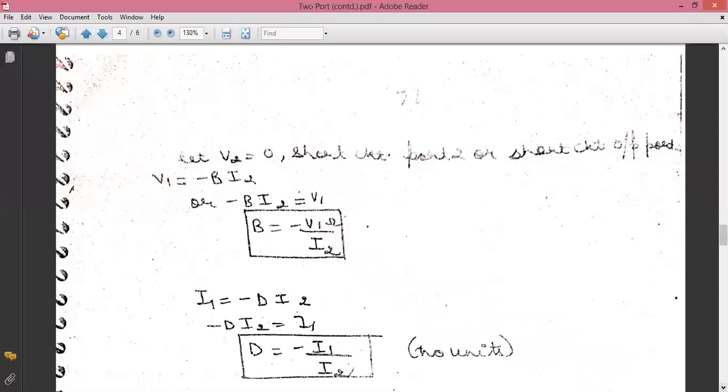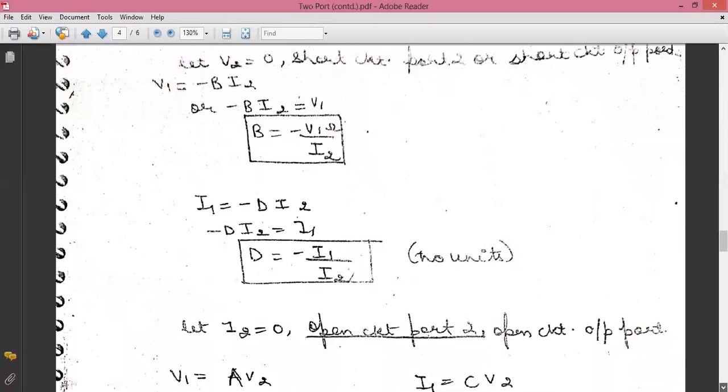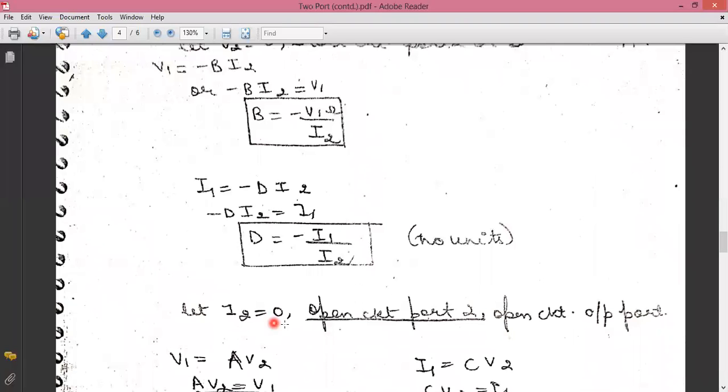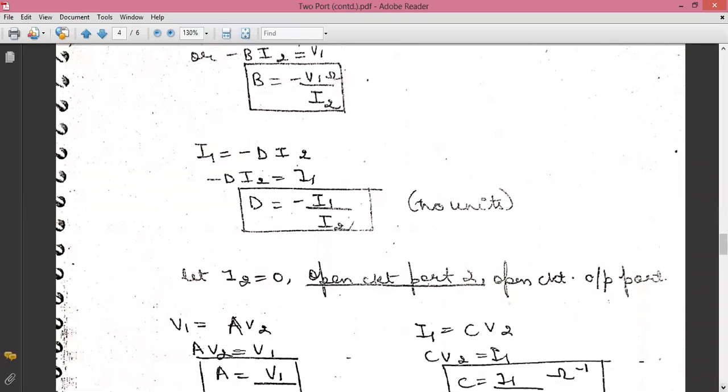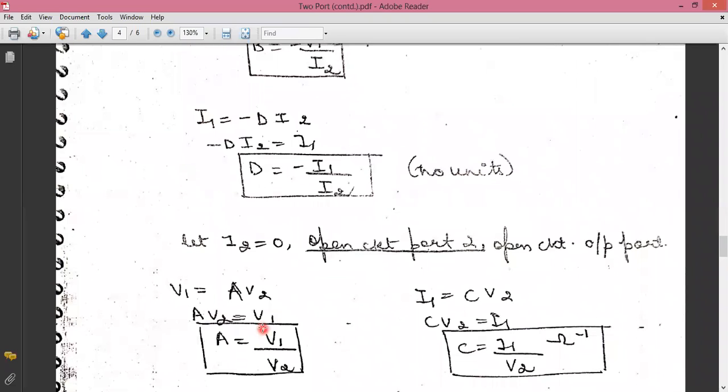Yes, sir. Okay. Now after that, I have to do, let I2 is equal to 0. When voltage is equal to 0, that is a short circuit. But when current is equal to 0, that means the open circuit. Now you see open circuit port 2, and when I open circuit port 2, you are getting V1 is equal to A V2, and from here A is equal to V1 upon V2. And similarly, I1 is equal to C V2, and C is equal to I1 upon V2.